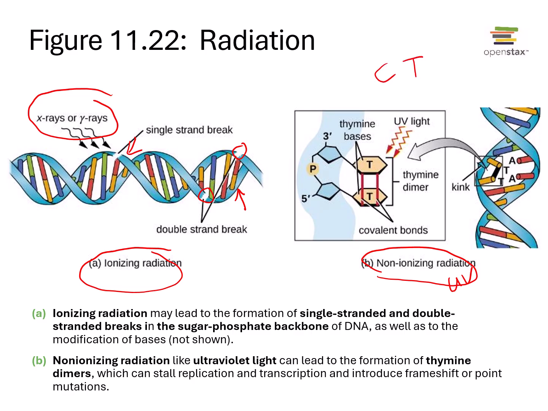We see it most commonly in thymines, where instead of base pairing to their complementary base in that double helix structure, they form covalent bonds with each other when they're right next to each other. So these thymines are covalently bonded, and that can inhibit replication and transcription. It can also introduce frame shifts or point mutations.